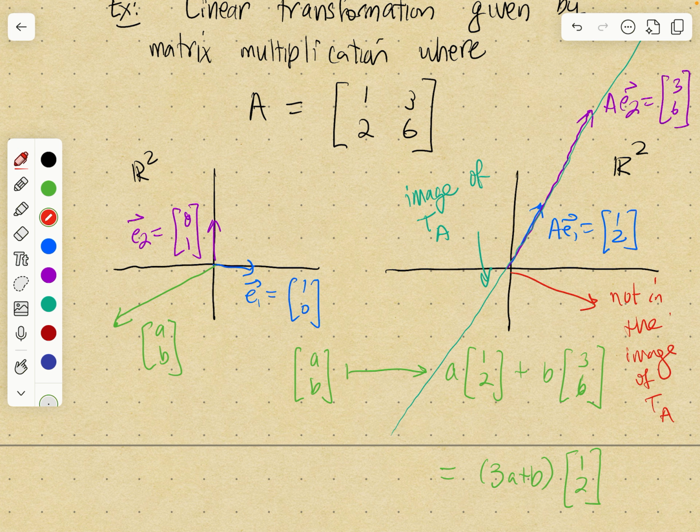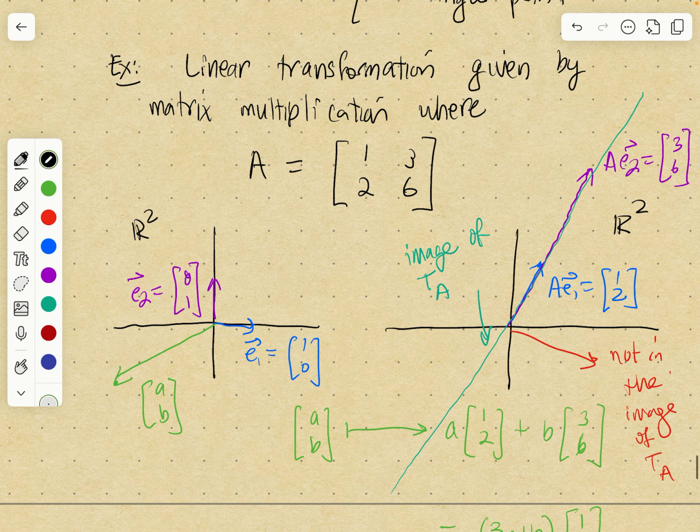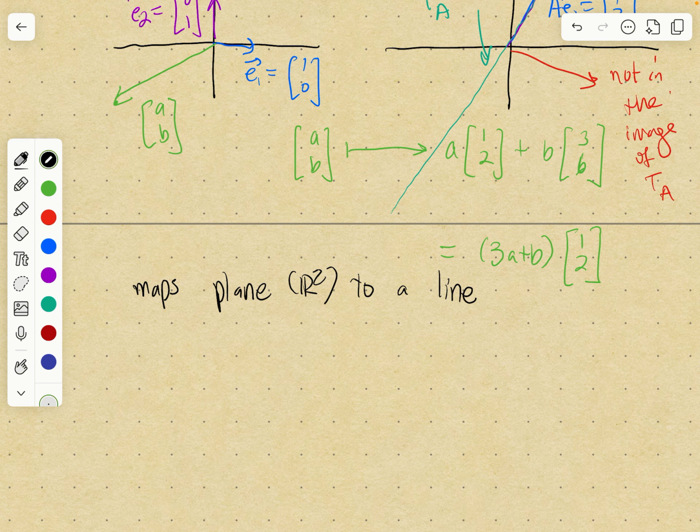So if you plug in any line, you're also just going to get this line as the output. Actually, this is really an example of mapping the plane to a line. So this maps the plane R2 to a line. Let's do an example where it takes a line to a single point.